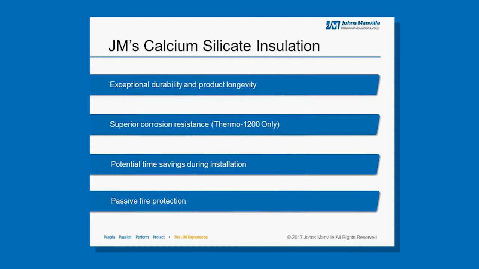From a time savings during installation, if you have 2 half sections of material, it's easier to install. Those would be molded products for pipe insulation. Water resistance as part of Thermo 1200 also provides contractors with enough time to install, and if there is a pop-up rainstorm, to be able to leave the material exposed for a brief period of time in order to not have to tear it off again. From a passive fire protection standpoint, all of our calcium silicate products are listed for API 521. We'll talk a little bit more about passive fire protection as we go through this presentation.